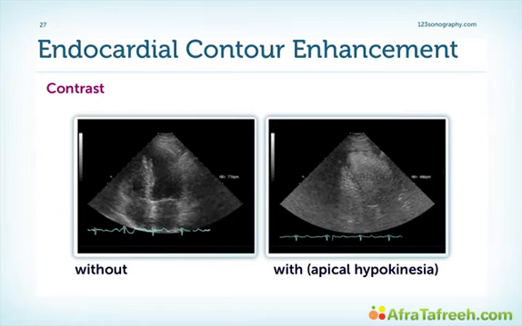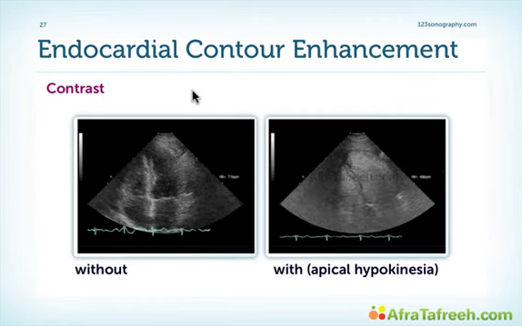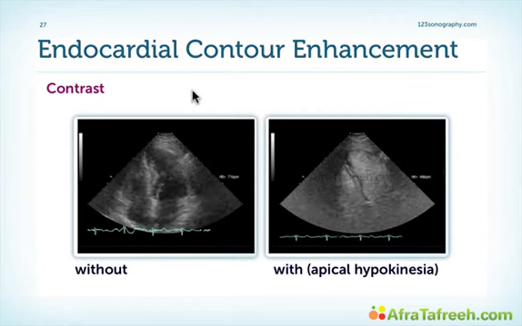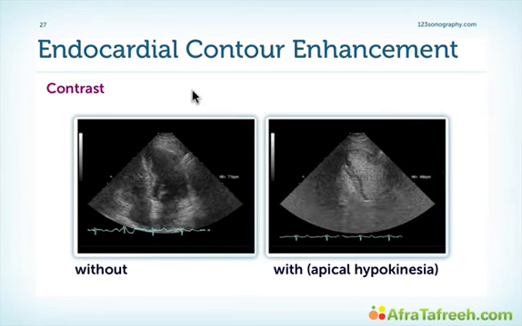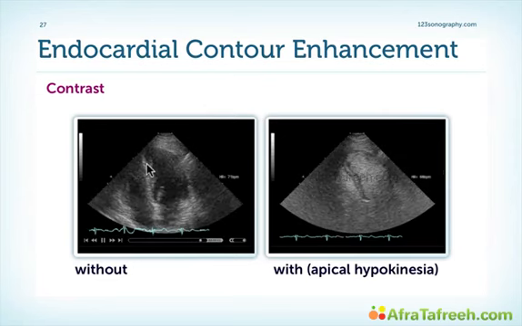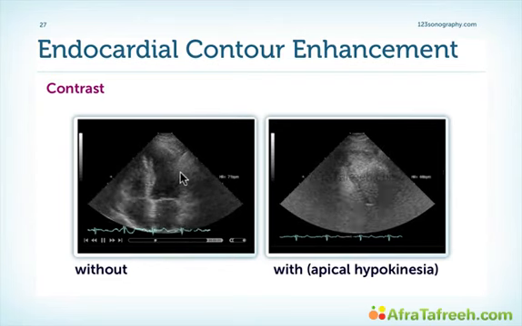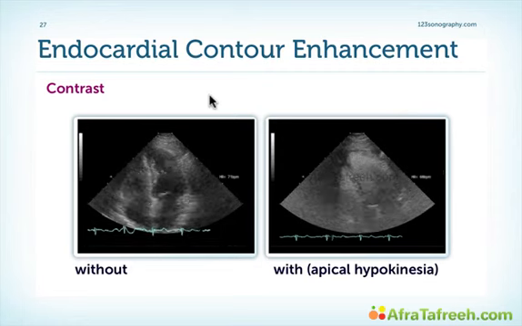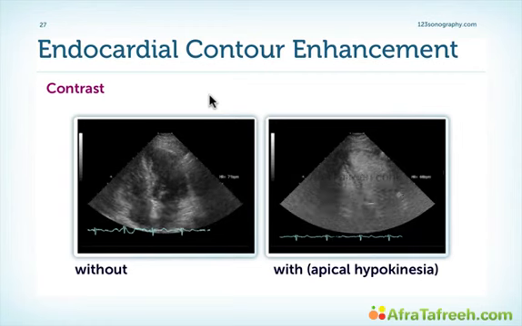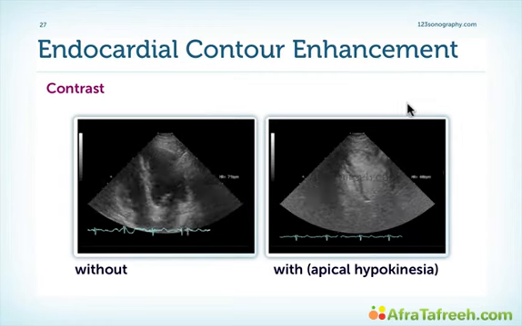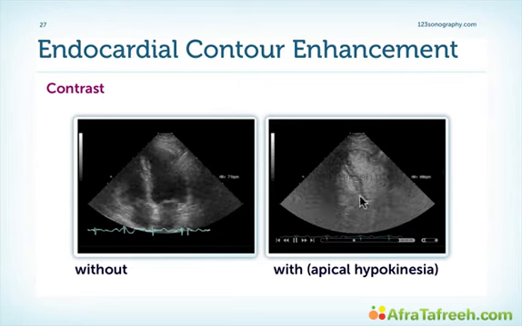Unfortunately, it's not always easy to really detect wall motion abnormalities and to see the endocardium, especially in patients who have poor image quality. Now, this is such an example where we do not really see the lateral segments, apical and mid segments, and where we do not know if a wall motion abnormality is present. Now, in these patients, what we can use is left ventricular contrast agents. This is such an example.